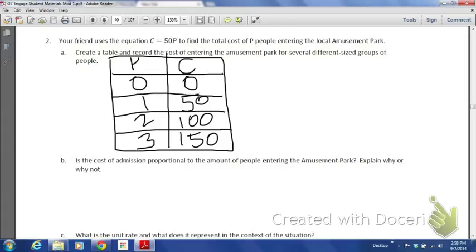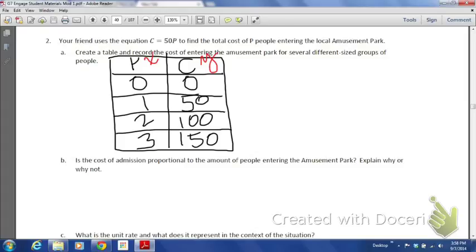Okay, so if you made your table, it might look like this. I kept it simple. My P to C, P being my X value when I eventually graph it, and the C being my Y. Start out with 0 people, 0 money. Okay, 1, 2, and 3 people scenarios.